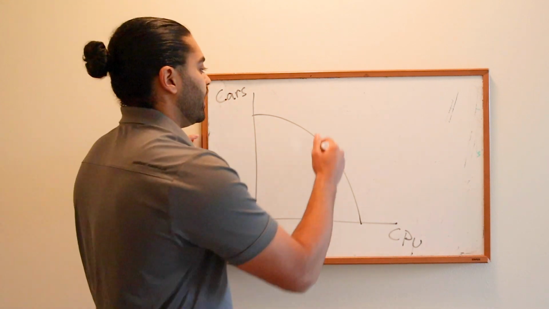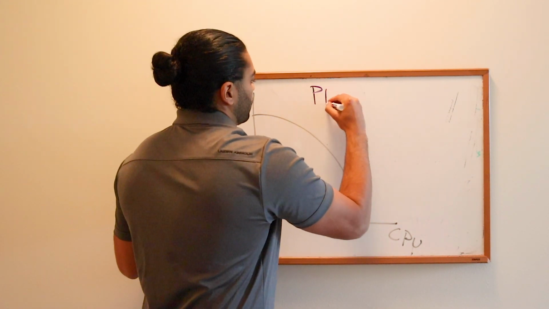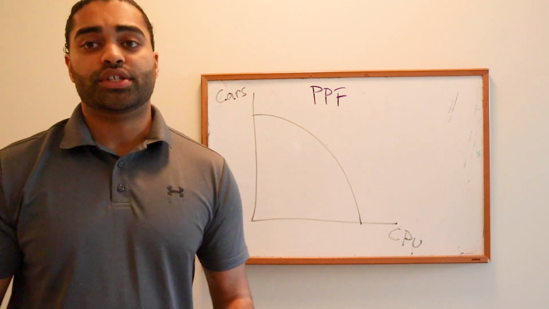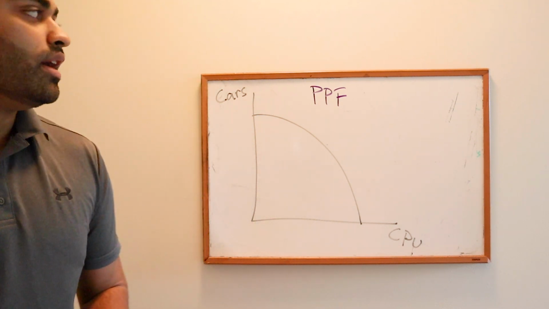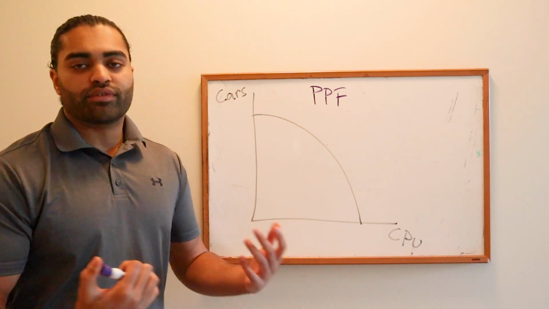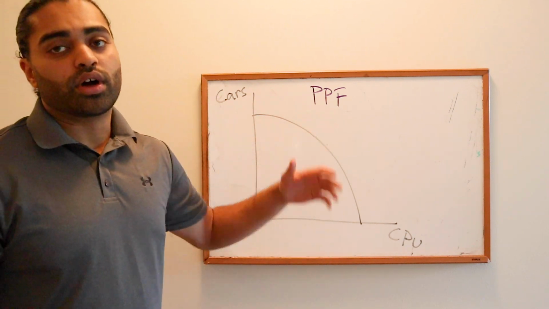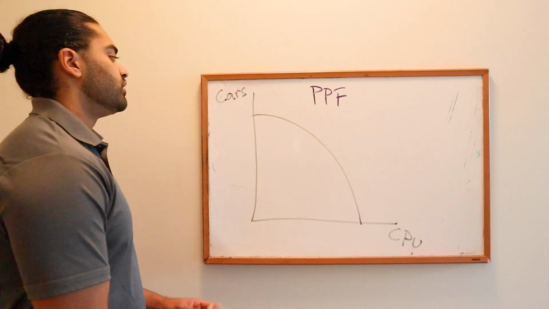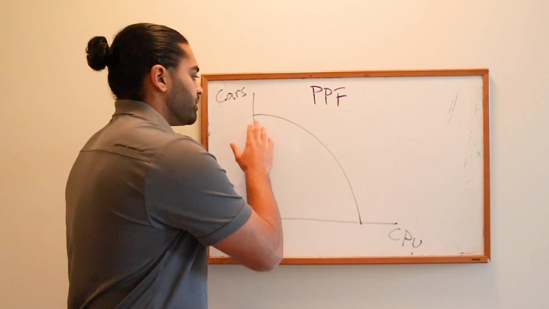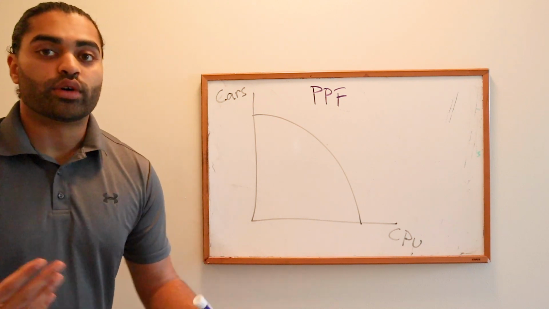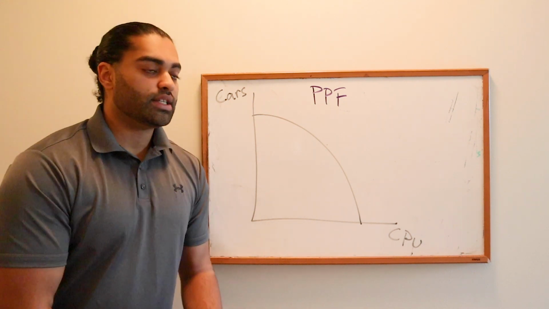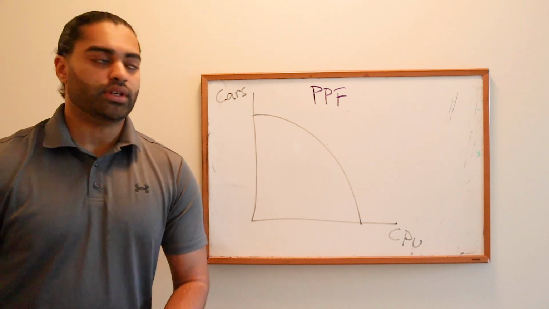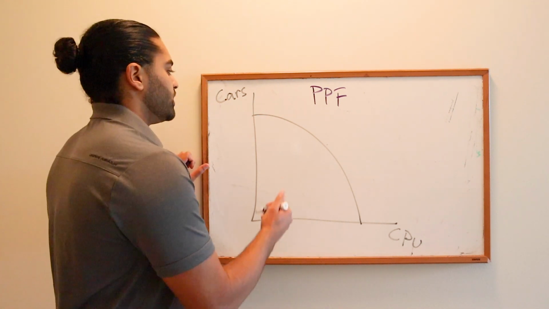Again, this is the PPF. PPF stands for Production Possibilities Frontier. It's sometimes called the PPC. There's different ways to call it. For this, we will call it the PPF, Production Possibilities Frontier. So these are all the different possibilities that you can produce given your resources. Each country, each entity has access to different resources, whether it's a firm, an individual, or a country. So there's different combinations that you can produce.